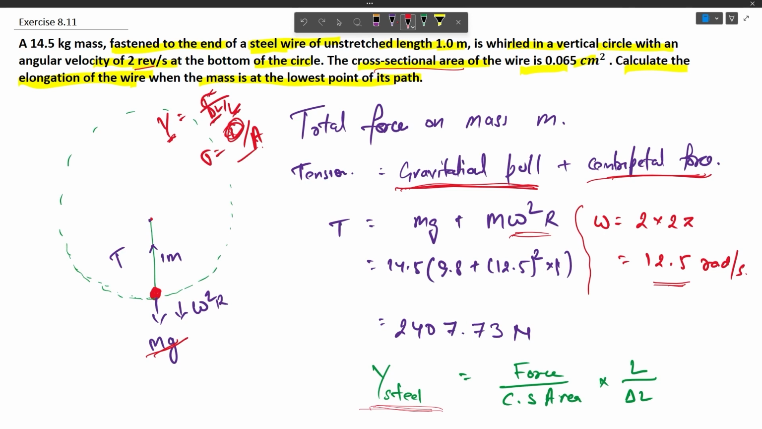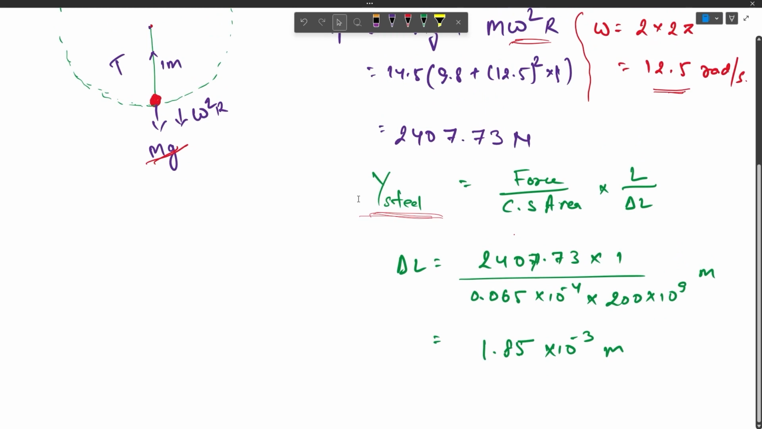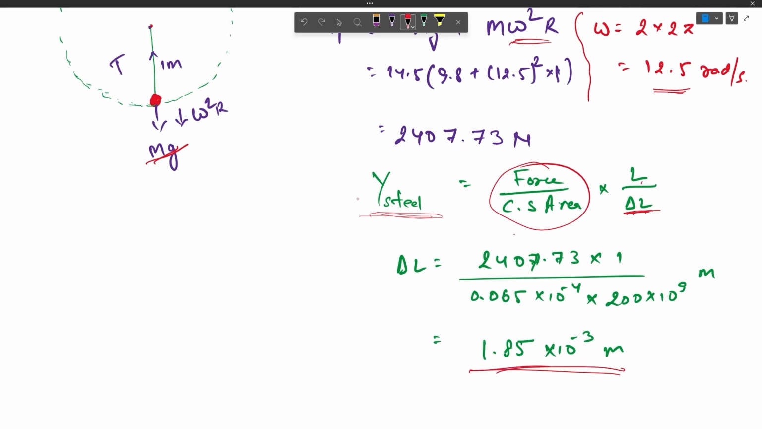2407.73 Newton. So in the stress quantity, we know the load, that is tension, and we need to divide it by the cross-sectional area, that is this area. Upon conversion in meter square, we will get the stress in the SI units. Now when we got the stress, we will use this Young's modulus of steel to calculate the delta L quantity over here. So delta L can be calculated. This is the stress in the string, and L is given. So delta L is calculated to be 1.85 into 10 to the power minus 3 meter. So this is the elongation when the mass is at the lowest point in the vertical circle.